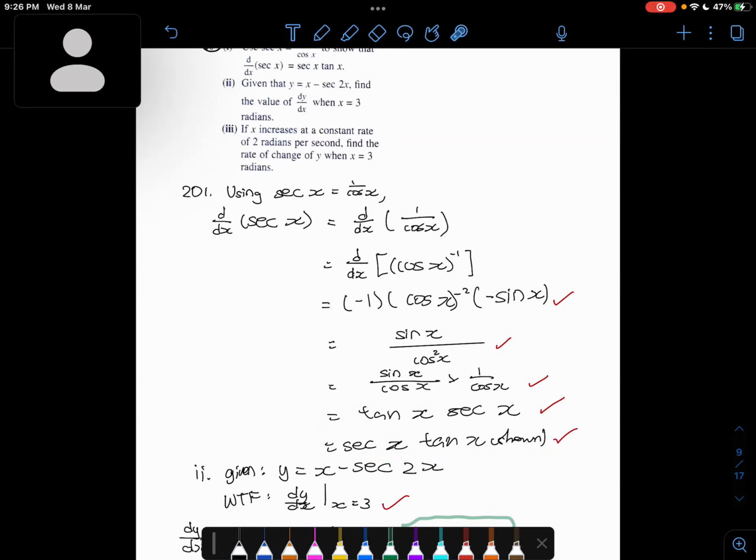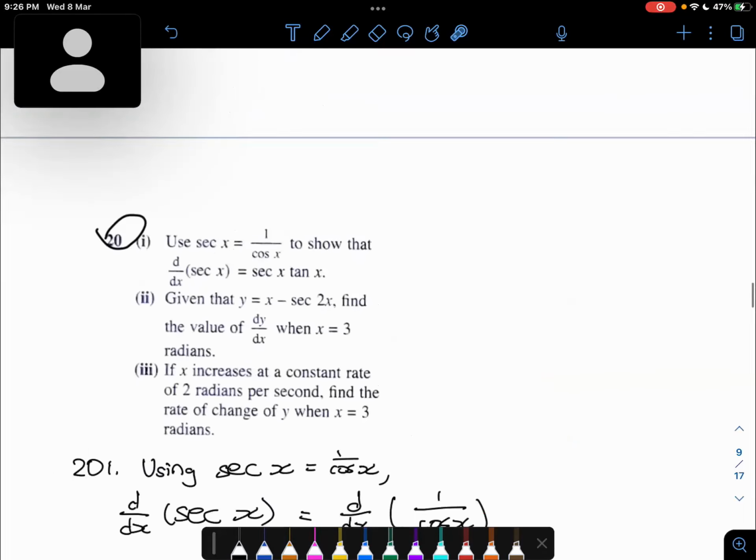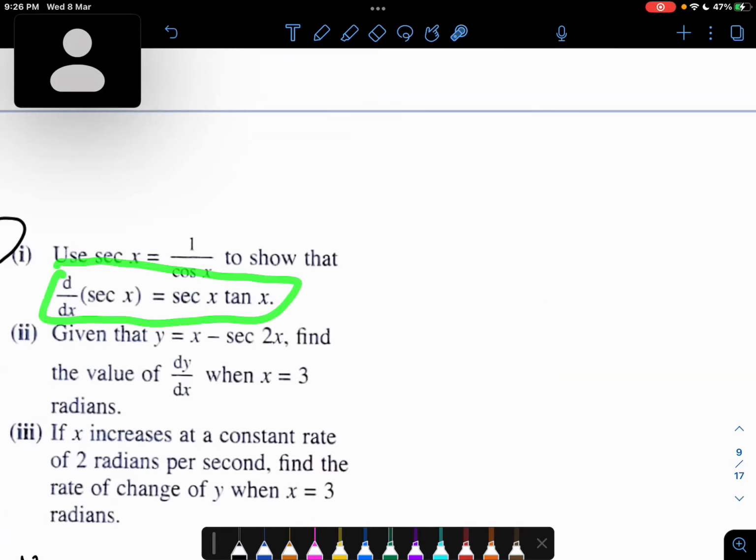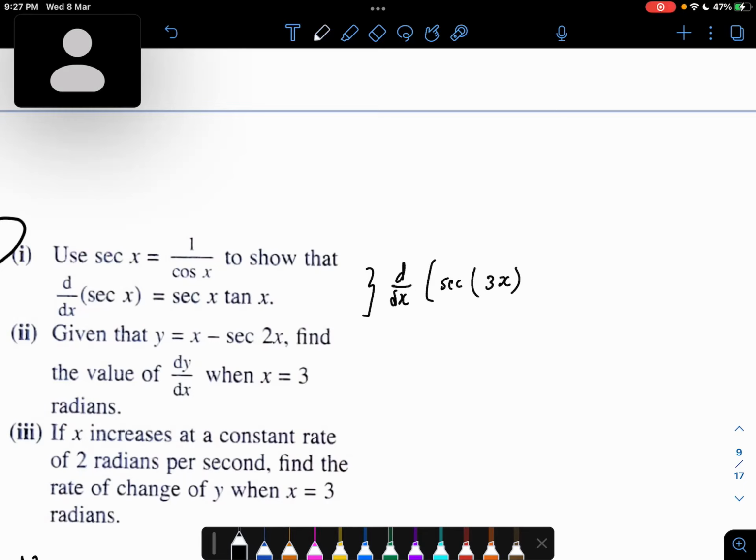The next part, part 2, to speed things up, you're supposed to use part one. Okay. So whenever we tell you differentiate secant x, you get secant x tangent x. By the way, if part one cannot do, part two can still use the answer from part one. What happens if I change that secant x now into secant of, let's say, 3x? Then what would this be equal to? Do you need to do the whole procedure again? No, don't need. What you need to see is that there's a composite function, so you use chain rule.